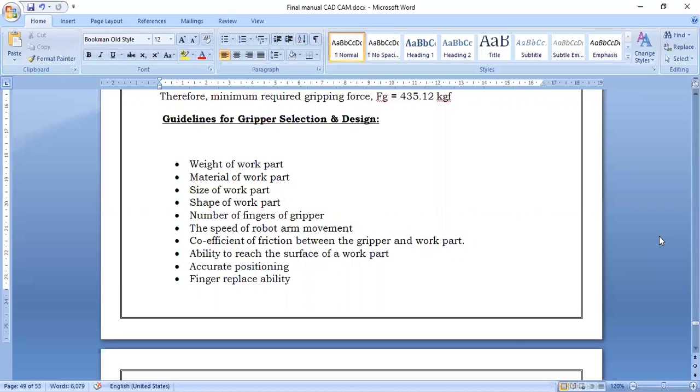This ability depends on the size or complexity of the component which is going to be lifted and placed at any location by the robotic arm or robot gripper. Then accurate positioning. This is again important because we have to assign the XY location, the accurate coordinates, for the movement of the robot gripper.